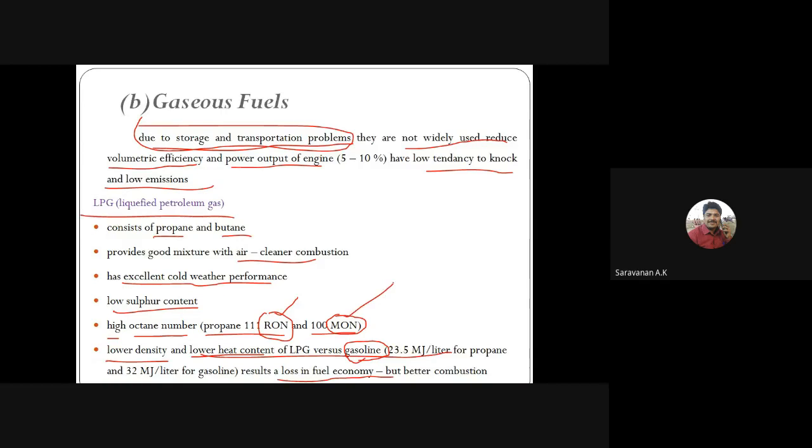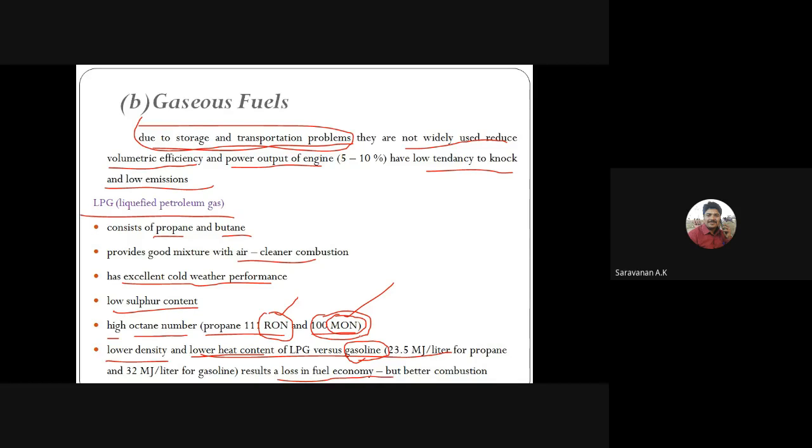That is the motor octane number, right? While in the thermal cracking, it's relatively poor in this unit. So for the motor octane number, it will be relatively poor in the thermal cracking process, right?